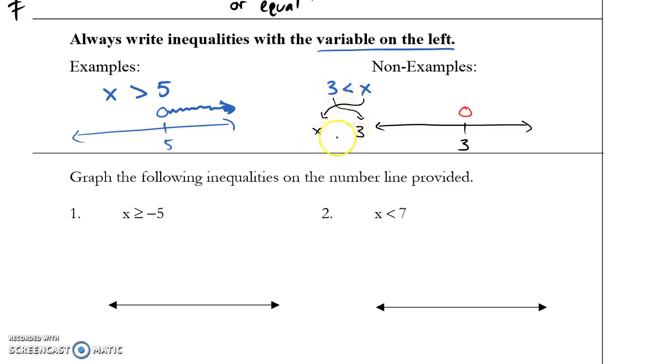When I switch the order, variable goes from the right to the left, I need the arrow pointing at the same thing. It's pointing at the 3, it's pointing at the 3 here. That represents that I shade this to the right and put an arrow to the right.